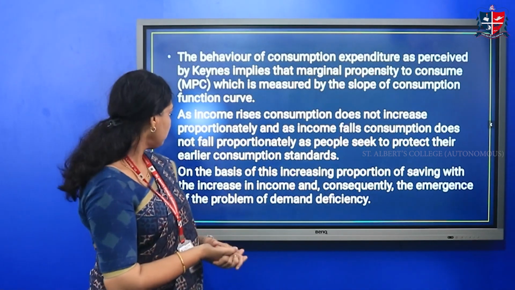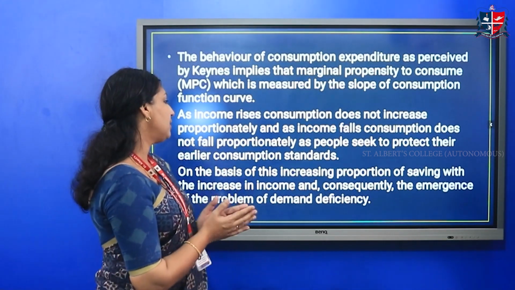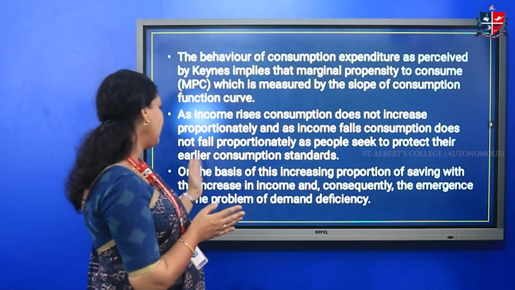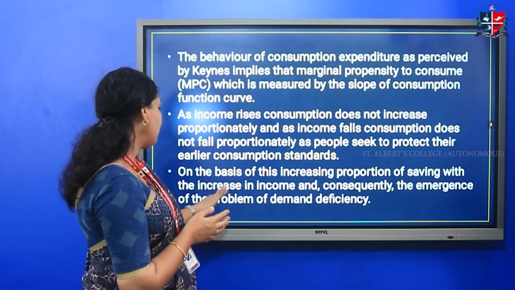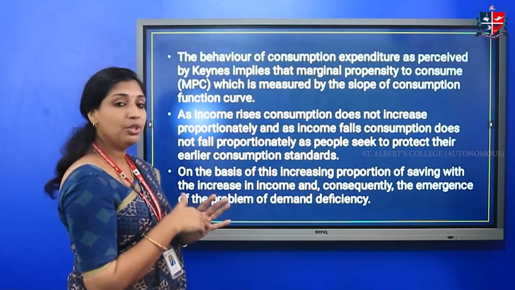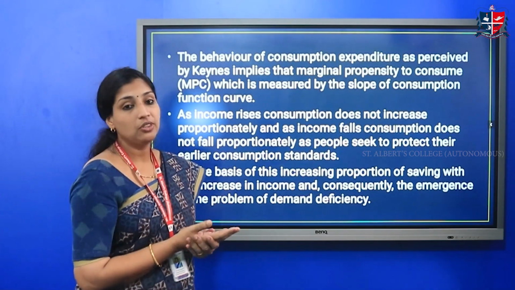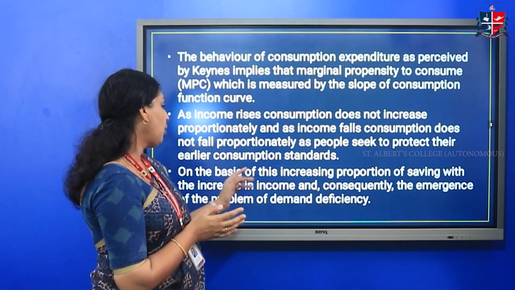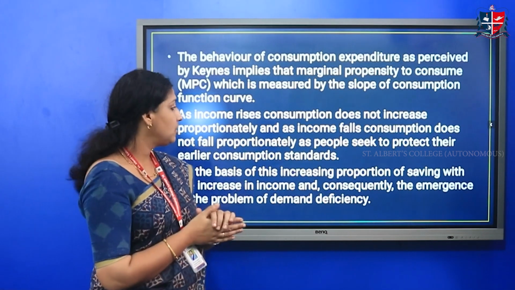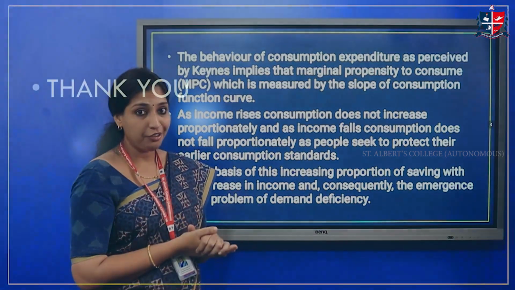consumption levels. So on the basis of this increasing proportion of savings with the increase in income, the problem of demand deficiency emerges. So different problems can also emerge, basically the problem of demand deficiency. So this is all about Keynes' psychological law of consumption function.